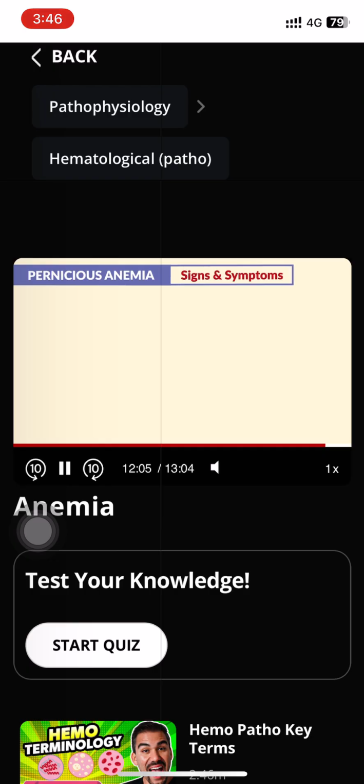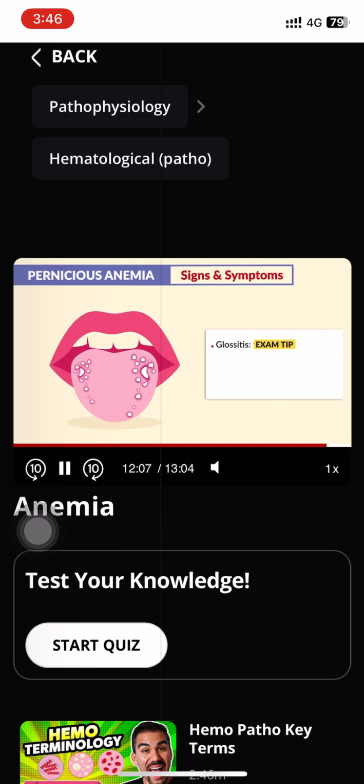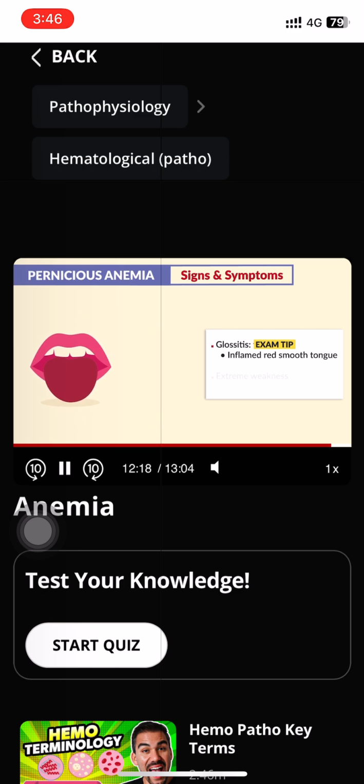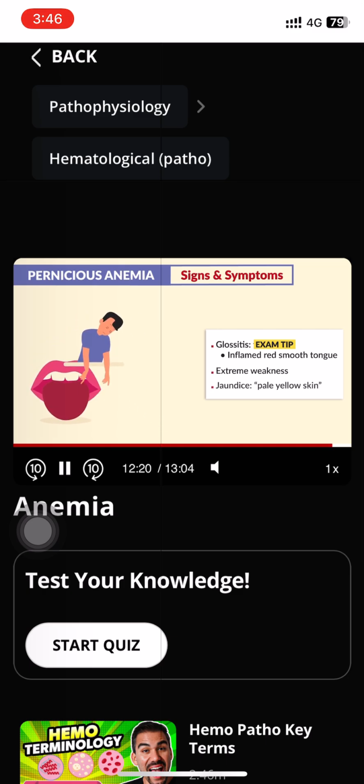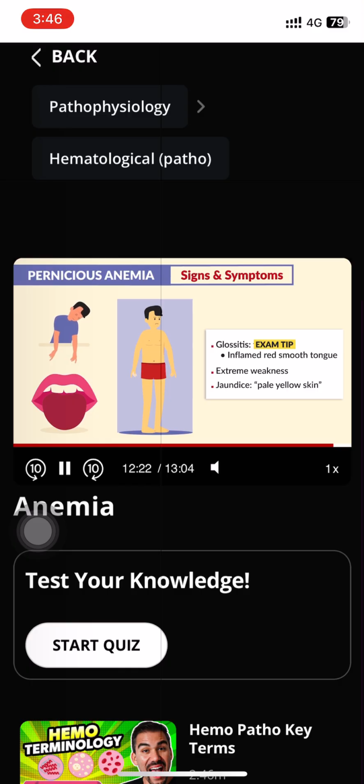Now the signs and symptoms include glossitis, which is a huge exam tip, so write this down. Glossitis is an inflamed, red, smooth tongue. This came up multiple times on various question banks. Now we also see extreme weakness as well as jaundice, that pale yellow skin.